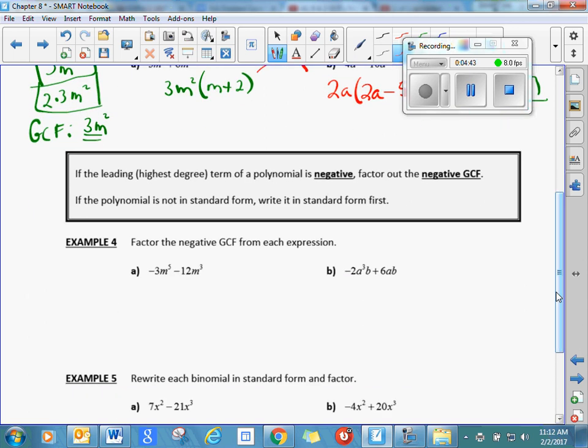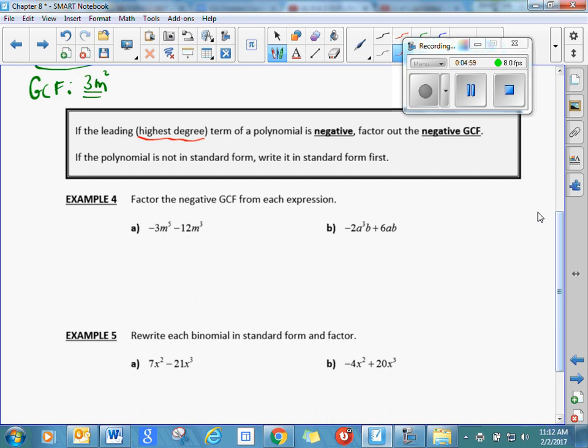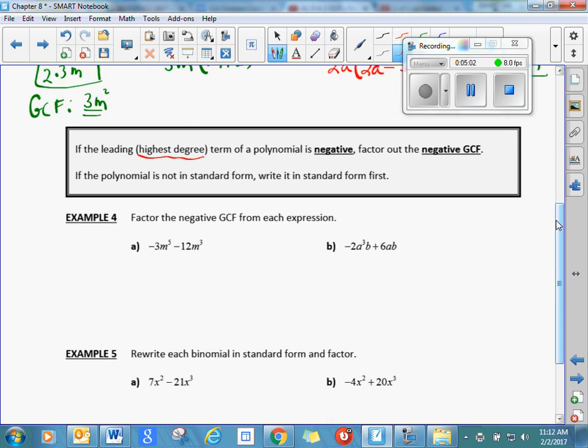All right, there's another couple things that we need to look at. We need to talk about what we do when the leading term, the term with your highest degree, is negative. And then also these last two examples, in example 5, are not written in standard form, and you need to rewrite them in standard form first.